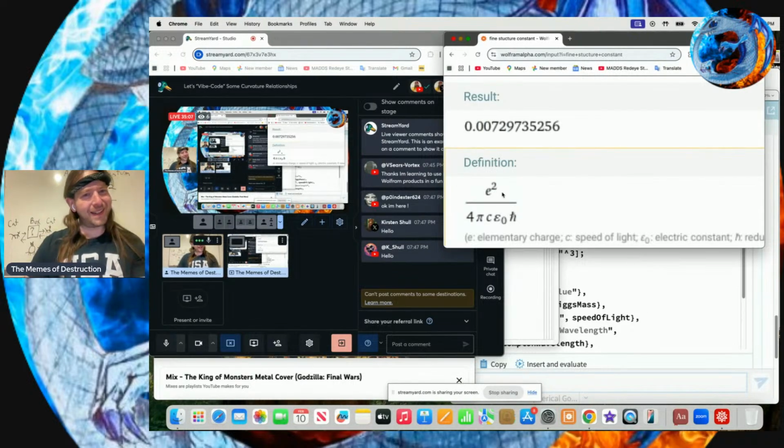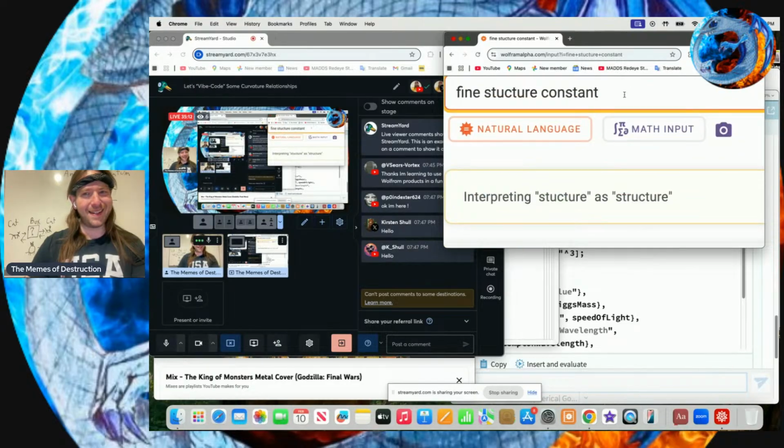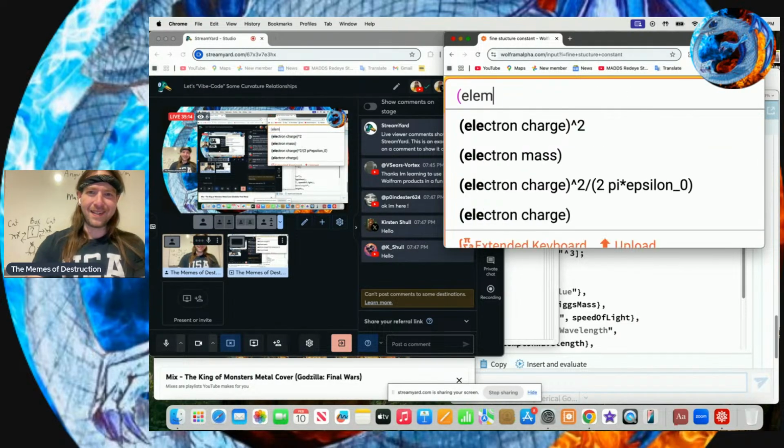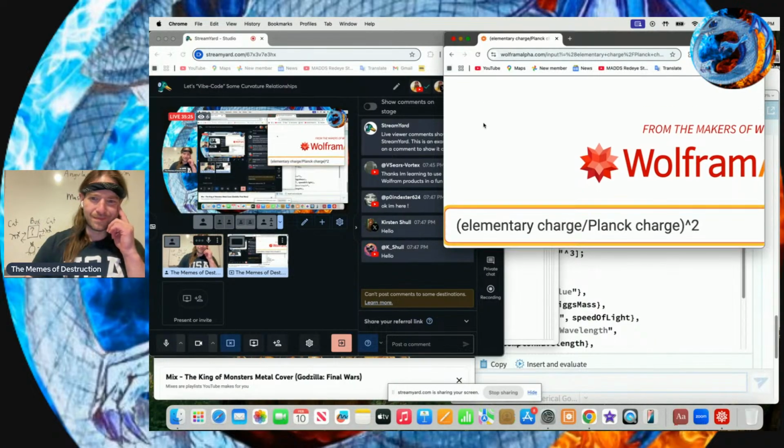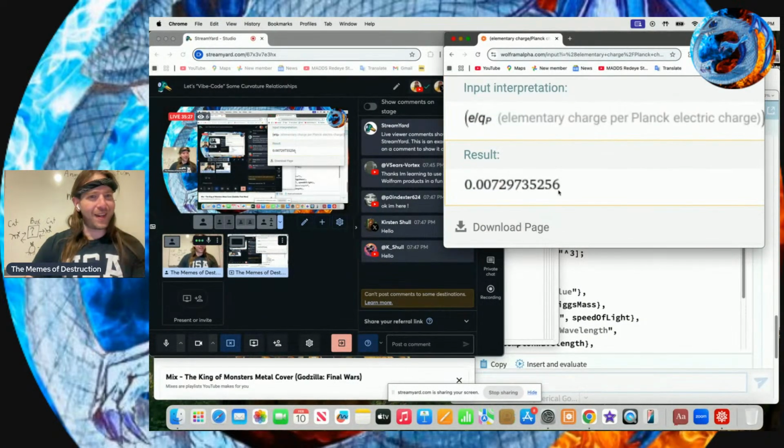So it's like, wait a second. Elementary charge squared. This must be charge squared. What is that? Well, it's elementary charge divided by the Planck charge. So the limit of charge squared. And we get the same number because that's literally what it is.